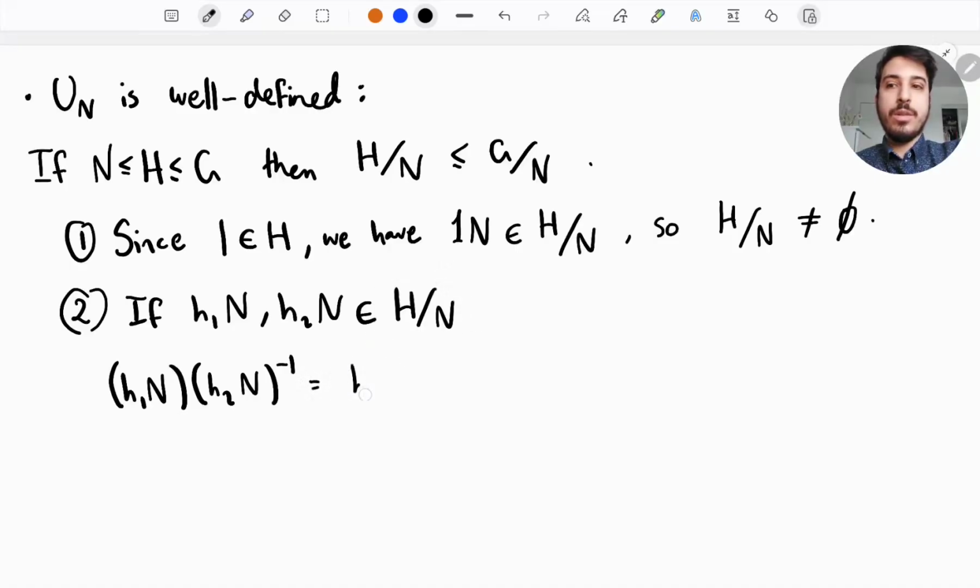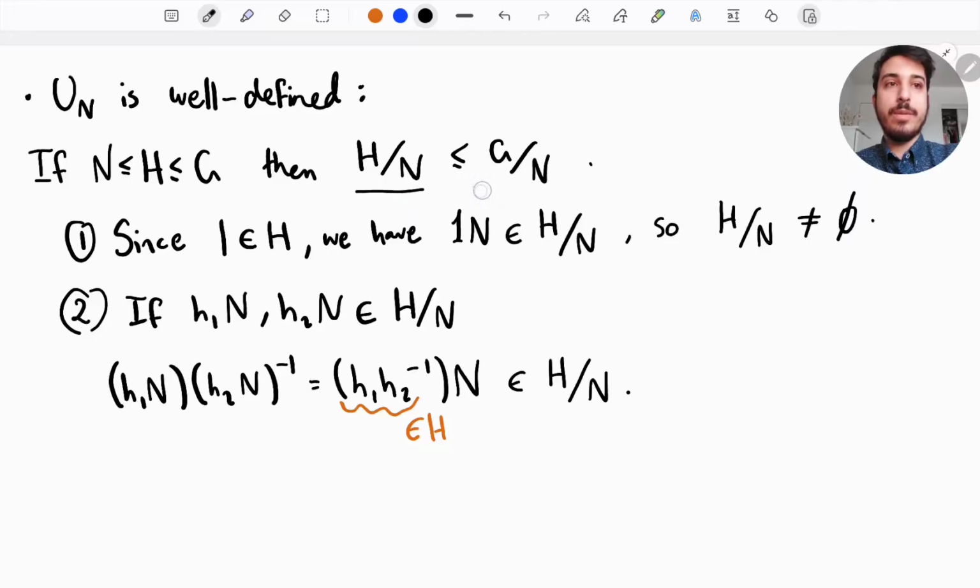And this is equal to h1 h2 inverse N. I skipped a step here, which is to use the inverse of cosets, and then I did coset multiplication. So here I combined both coset multiplication and coset inverse in one step. And this is an element, in fact, of H/N, because we've said that H is a subgroup, so it is closed under operation and inverses, making this an element in H.